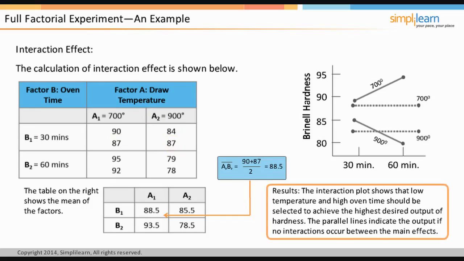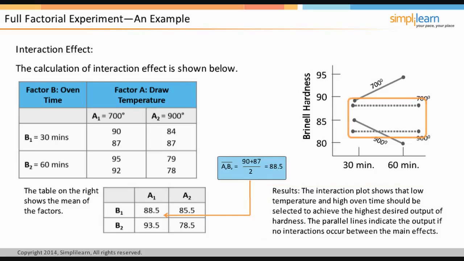The graph shows that to reduce interactions, low temperature and high oven time should be selected to have the desired output of high hardness, also called Brinell hardness. If low hardness is the desired output, the experimental setup should have high draw temperature and high oven time. The ideal case is represented by the parallel lines, which give the desired output based on the main effect without being affected by the interaction between the factors. The parallel lines are shown as a dotted line. The mean of the factors are also calculated and shown in the small table.